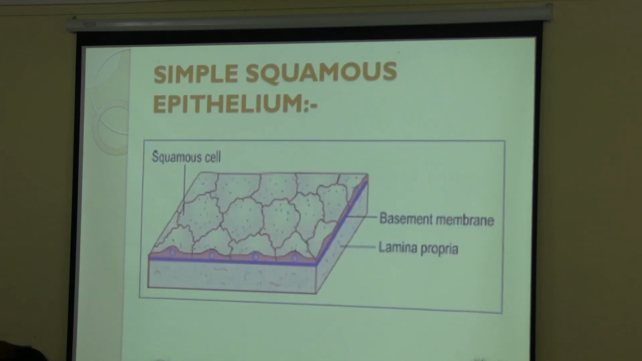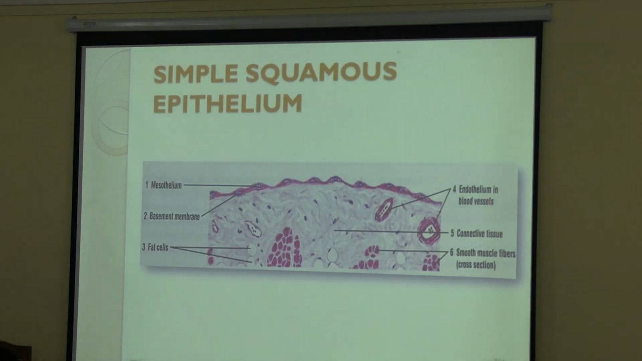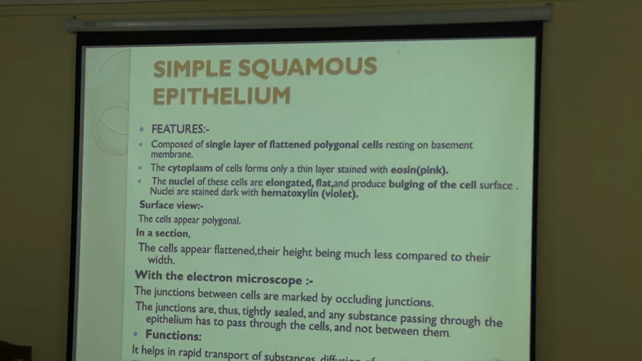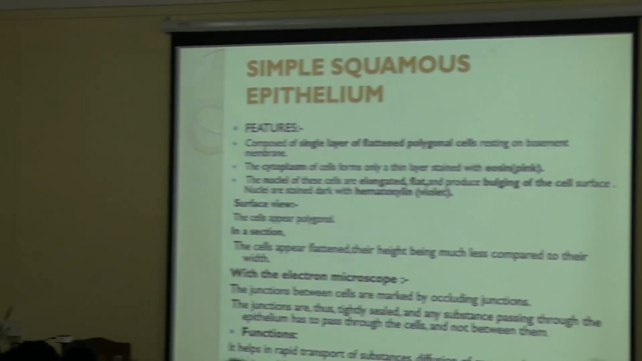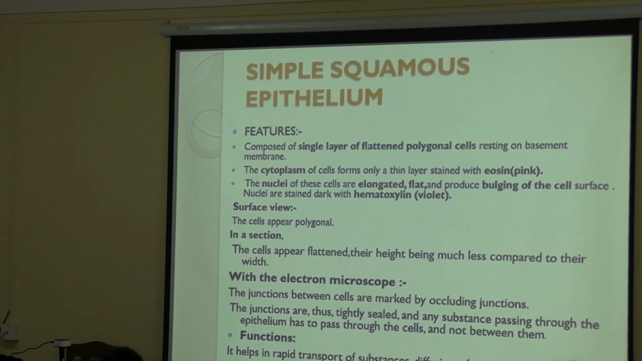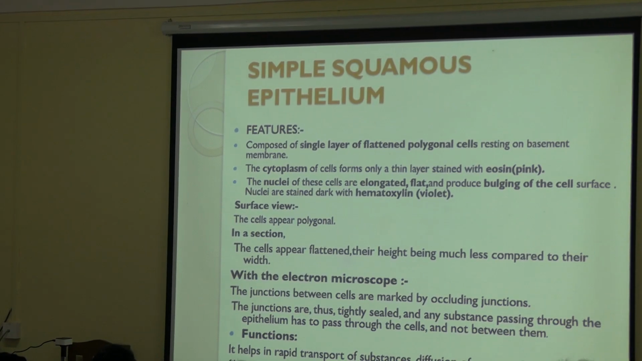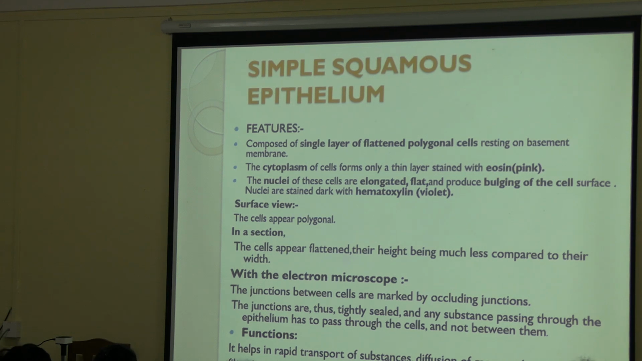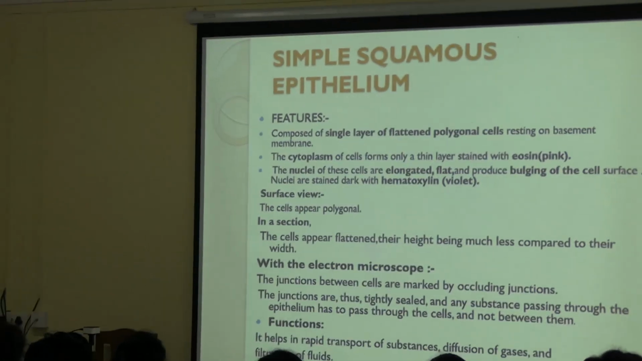From the surface, it will look polygonal. It is not looking flattened, right? It is polygonal or irregular in shape from the surface. But if we take a section, the cells will appear flattened. Under the electron microscope, the cells are connected with one another by junctions. Epithelial cells are very thin, so substances can easily pass through them. So they are basically used for transport of substances, diffusion of gases or filtration of fluids.